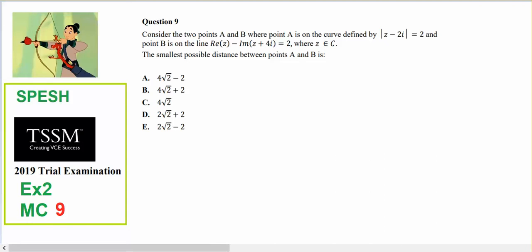This is for Year 12 Specialist. It comes out of TSSM exam 2, model results question number 9. And I want to find the smallest distance between a straight line and a circle. Okay, a couple of things I need to do in this question.